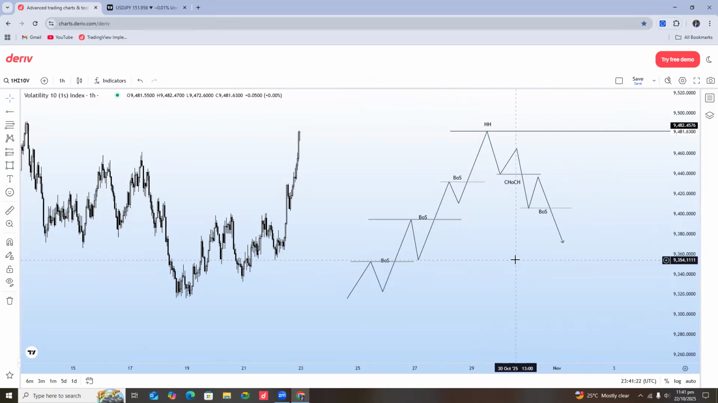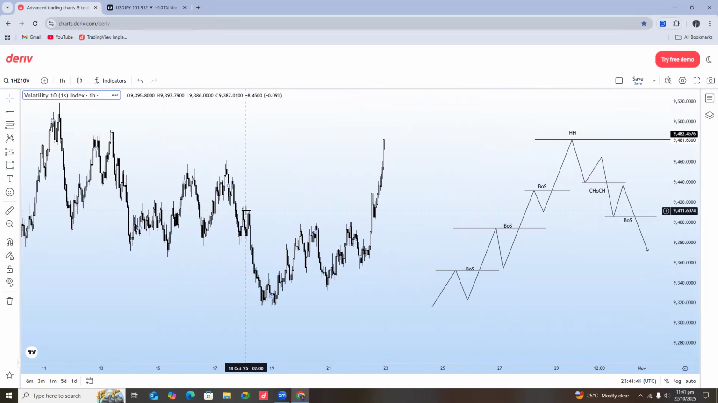So I'm showing you this so that you know when to identify a change of structure in the market, when the market is about to reverse, when it is about to change direction. This is how you are going to spot it. Okay.